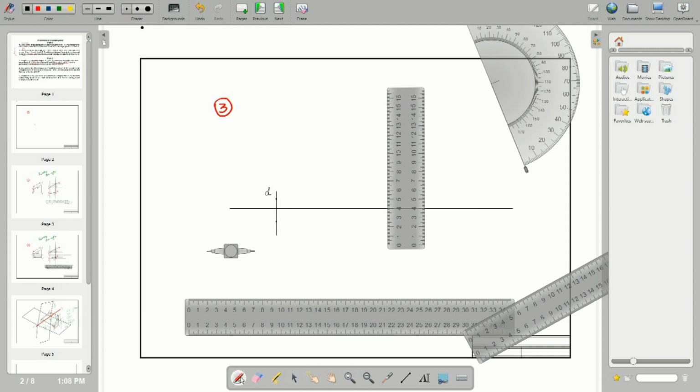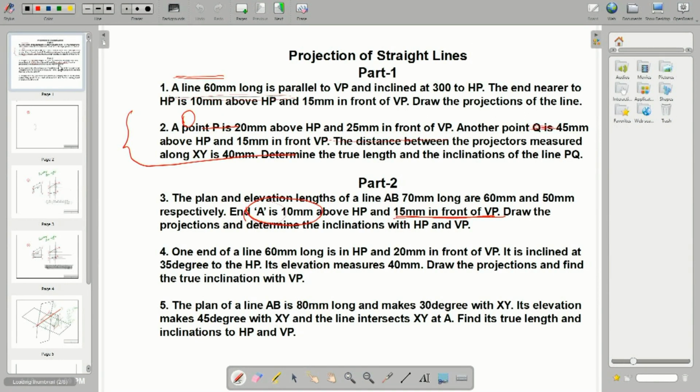So, in that 15 mm in front of VP, we just go for small a, because elevation represents A dash and plan represents small letter a. So, this is given here, is it? First we mark one endpoint with respect to the vertical plane and horizontal plane. So, what about the length? The plan and elevation length of line AB: the true length is 70 mm long, AB, capital A, capital B.